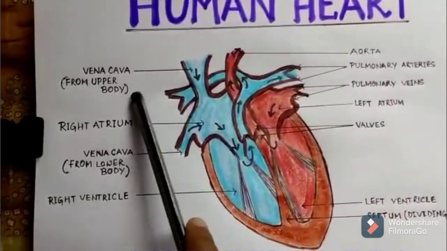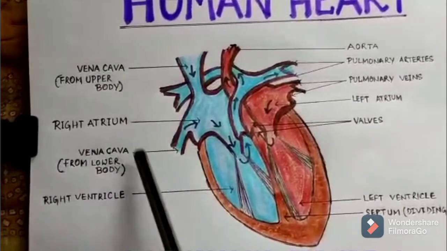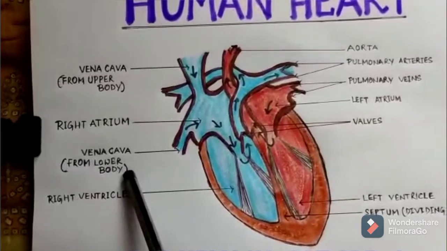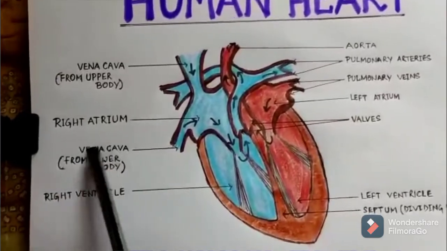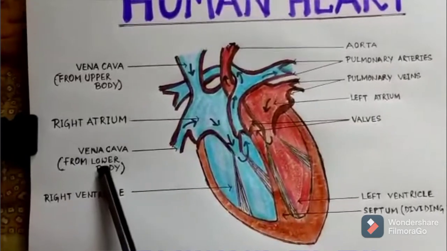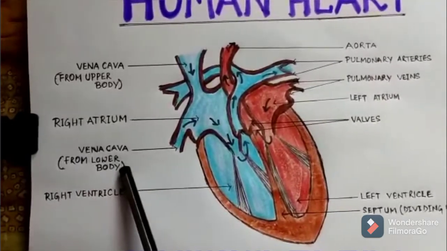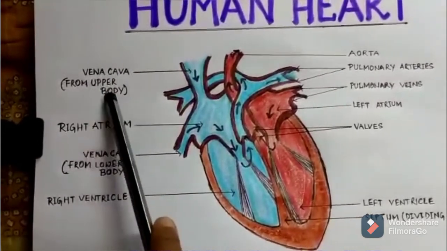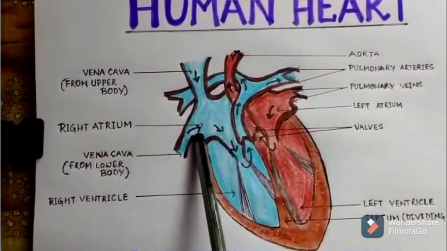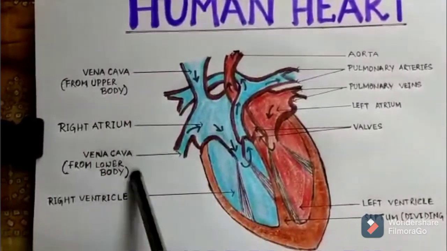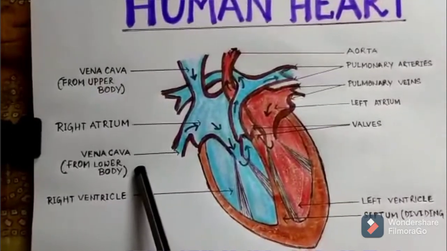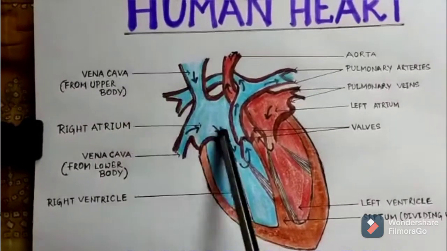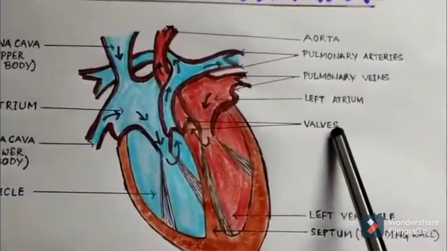Here you can see one vena cava from the upper body and another from the lower body. The vena cava are the two veins which collect the deoxygenated blood. This is the inferior vena cava. Why inferior? Because it collects the deoxygenated blood from the lower part of the body. And the superior vena cava. Why superior? Because it collects the deoxygenated blood from the upper part of your body. And then they pump it into the right atrium. So these two are the veins. Another structure left is the valve.